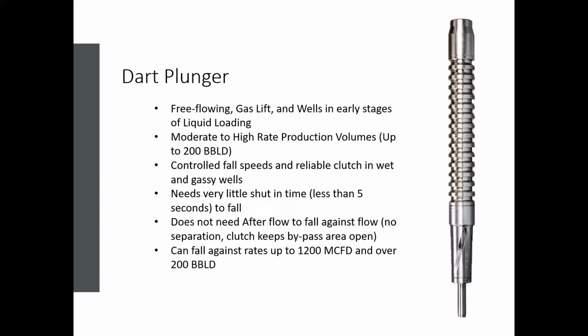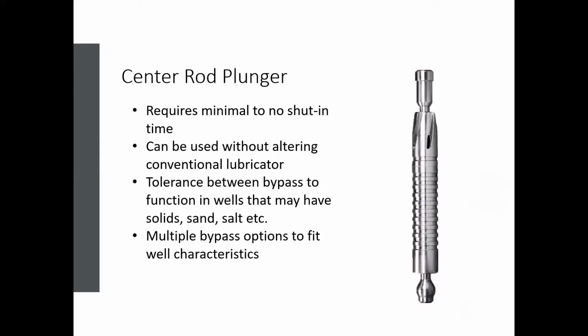Another option for a bypass plunger is a center rod plunger. It requires minimal or no shut-in. One benefit from this is you don't have to have a striker rod or a stinger in the lubricator, so you can run it with a conventional style lubricator setup. There's a larger tolerance in the bypass function, so if you have more solids, sand, salt, things like that, it's going to run a little bit better than maybe a dart. There are multiple bypass options to fit well characteristics as well.